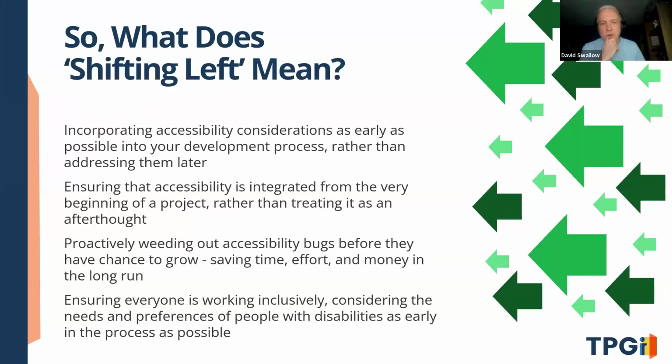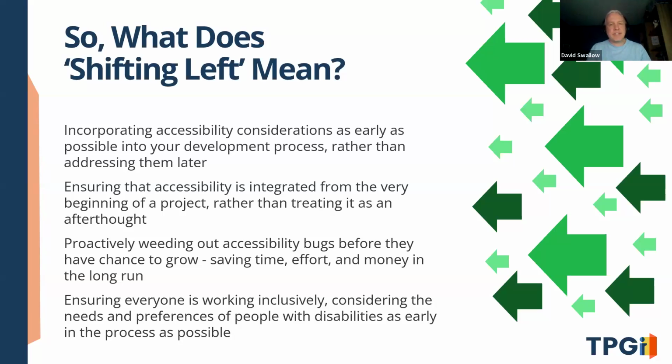So what does shifting left mean? In software development, we talk about shifting left when we address concerns like security and performance or accessibility earlier in the development process. Traditionally, accessibility is treated as a late stage task, often during testing or worse, after a product has launched. But retroactive fixes are costly and time consuming and often incomplete. Shifting left means moving accessibility considerations into the earliest stages of the software development lifecycle, into planning, design, and development. And it's the hallmark of an accessibility mature organization.